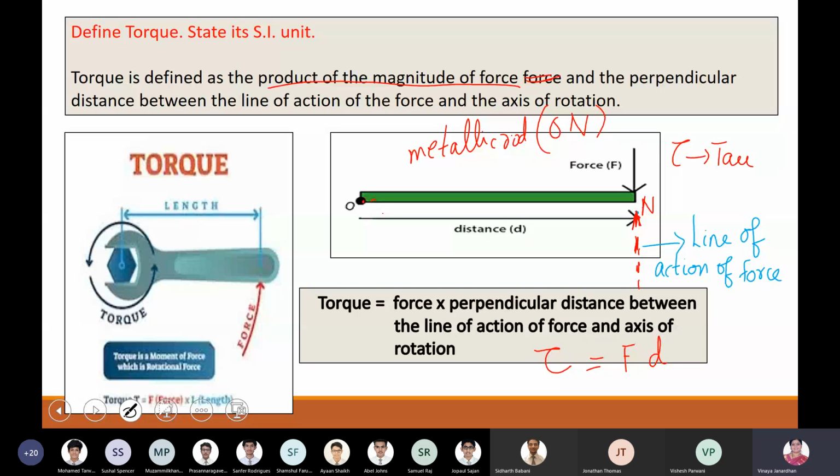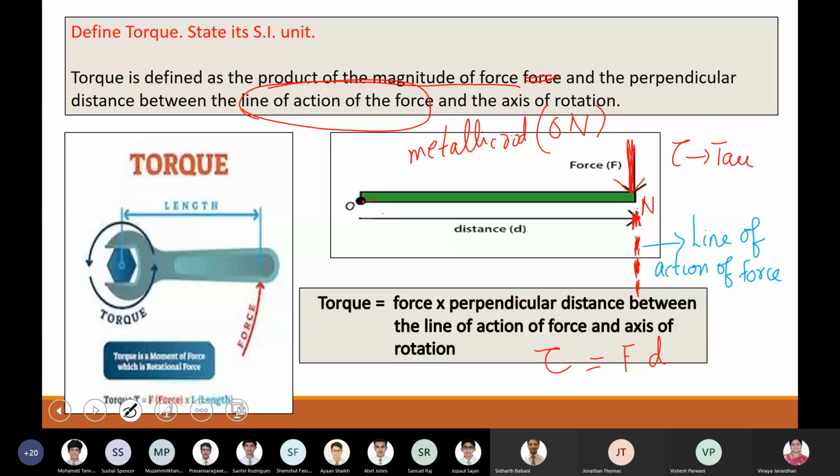Is that clear, boys? Now, next one is the line of action of the force. Now, how is your force applied? Look at your forces. Your force is acting in the downward direction. You are extending the direction of the force. These dotted lines, can you see the dotted lines? These dotted lines, which are along the direction of the force applied, we call this the line of action of force.